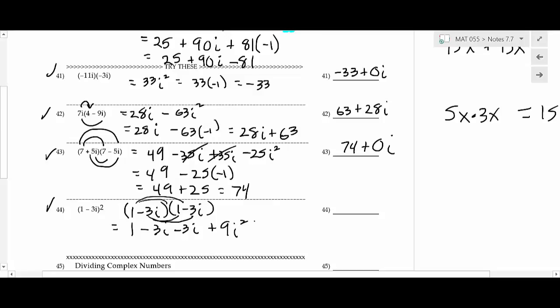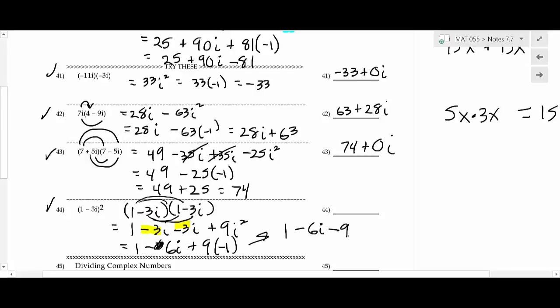So that's your FOIL. Okay? Do these things cross out? No, they combine to give what? Negative 6i. Okay, those are like terms. So write that as negative 6i. And then the i squared becomes negative 1, right? Okay, so what you get from here is 1 minus 6i minus 9.